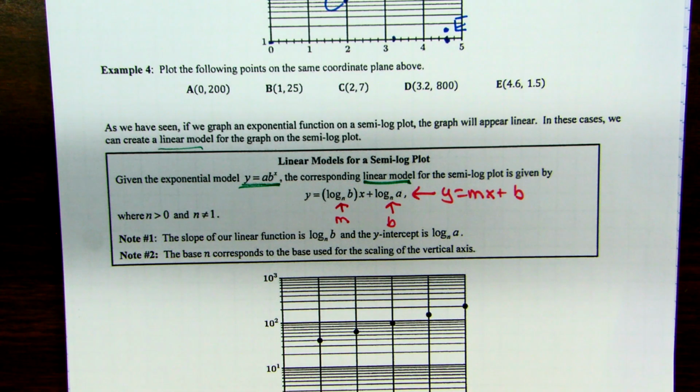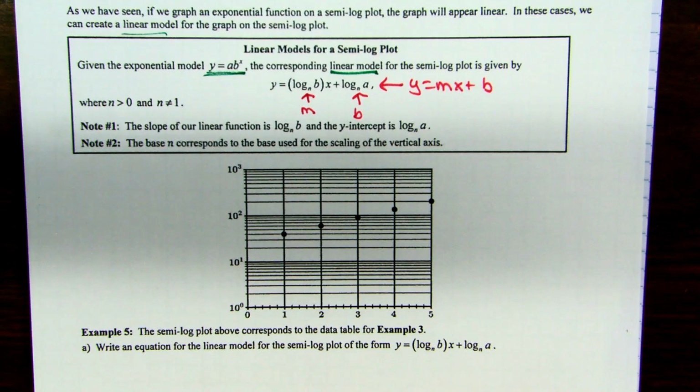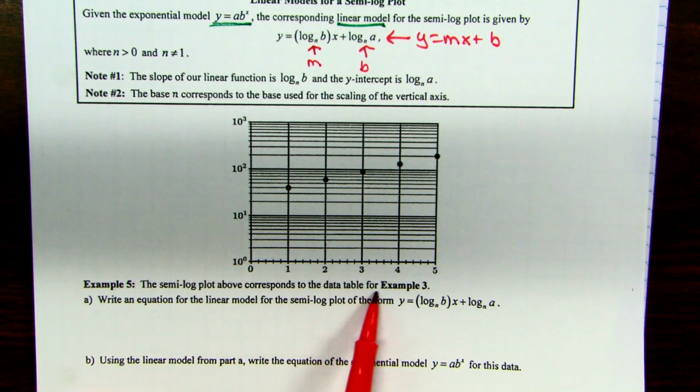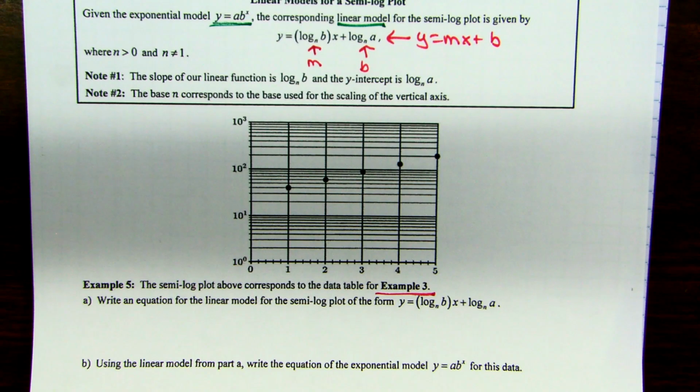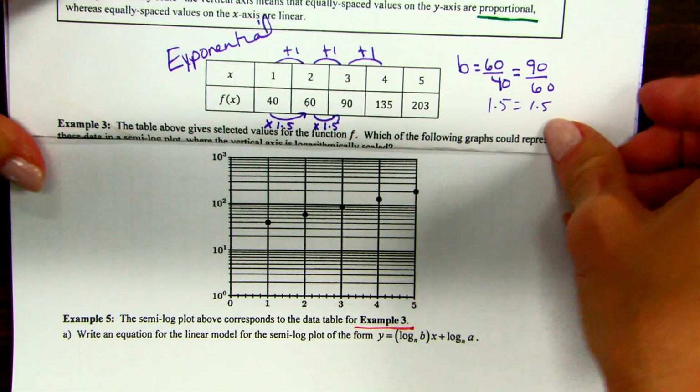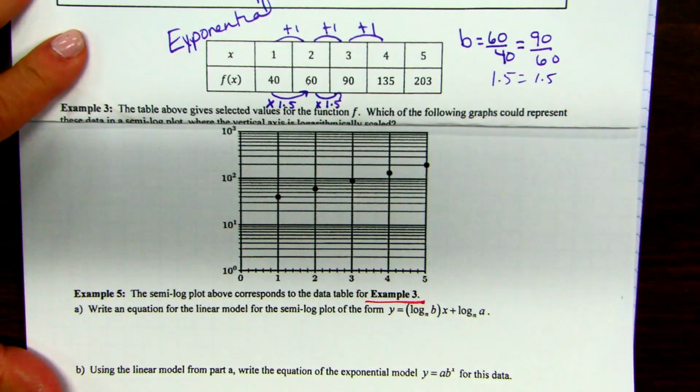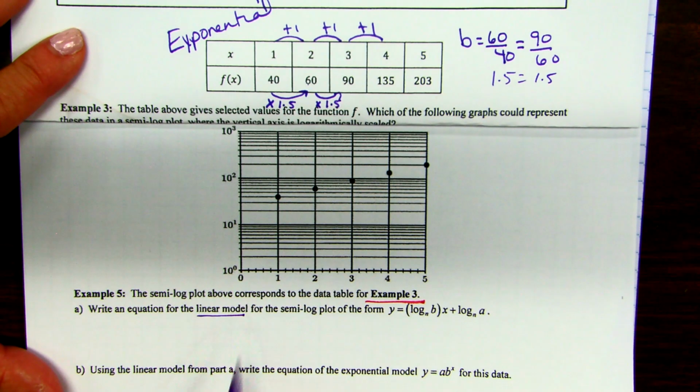Okay? So let's take a look at what we have in example 5. The semi-log plot above corresponds to the data for example 3. So I'm going to go back and find my example 3 and put it up here for us, just so we can have them together. So it's the same table of values we already did some work with. Example 3, we just dealt with a second ago. So I'm just going to put it here so we can look at it. What we're asked to do is write a linear model and an exponential model that represents this information.